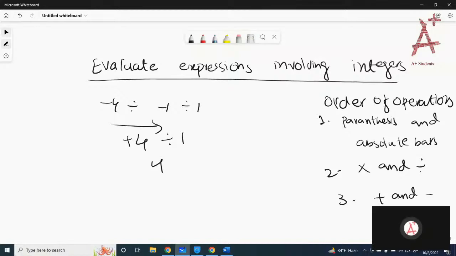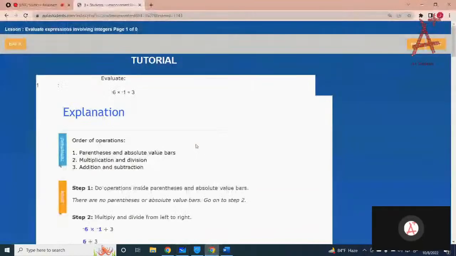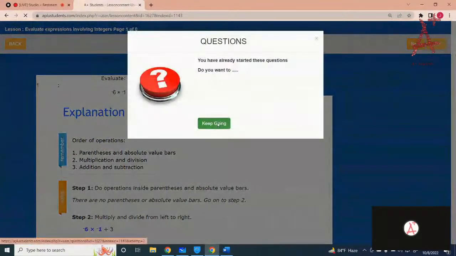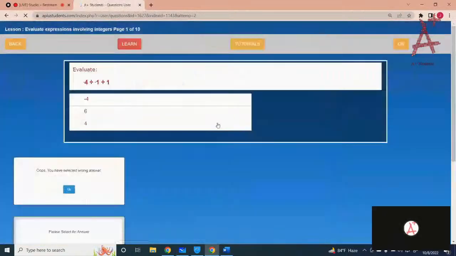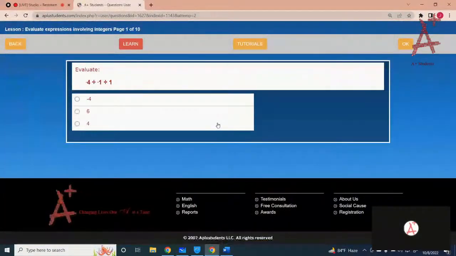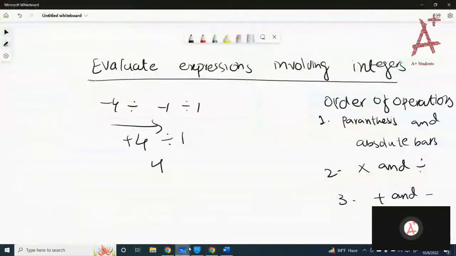Got it? On the top right corner, you have a test button. Let's just start with the test. I think that's the same we just did on the board. Let's see if it is the same. Negative 4 divided by negative 1 and divided by 1. Yes, they are exactly the same. So the answer for this one is positive 4. Select the correct option and click on the OK button.